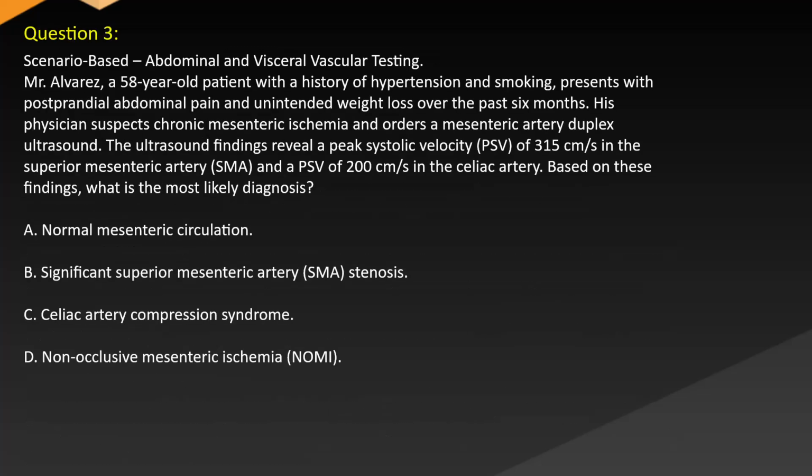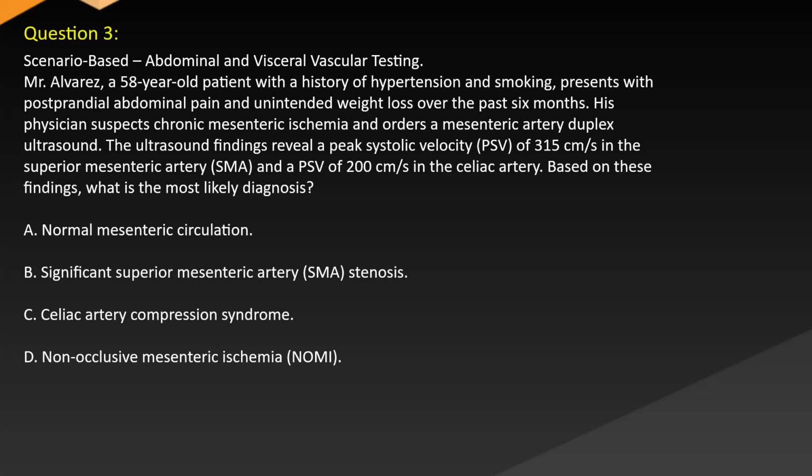Question 3. Scenario-based. Abdominal and visceral vascular testing. Mr. Alvarez, a 58-year-old patient with a history of hypertension and smoking, presents with postprandial abdominal pain and unintended weight loss over the past 6 months. His physician suspects chronic mesenteric ischemia and orders a mesenteric artery duplex ultrasound. The ultrasound findings reveal a peak systolic velocity (PSV) of 350 cm/s in the superior mesenteric artery (SMA) and a PSV of 200 cm/s in the celiac artery. Based on these findings, what is the most likely diagnosis?